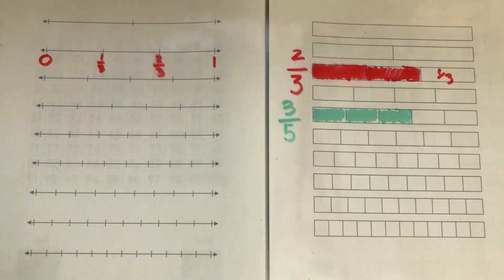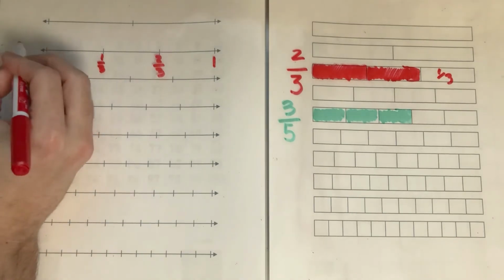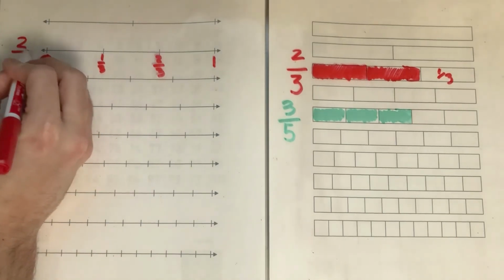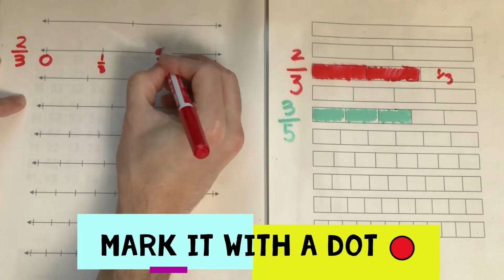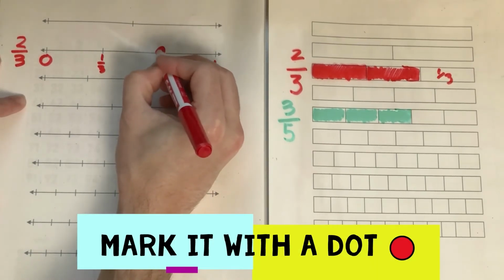Now, let's start labeling our number line. We said we're gonna find 2/3. Let's just put it right here on the side. 2/3 would be right here. Let's mark it with a period.